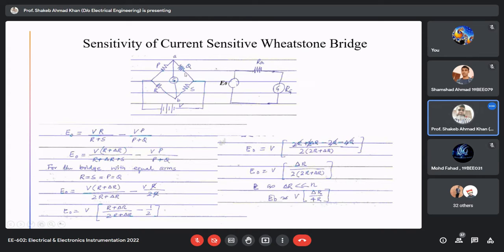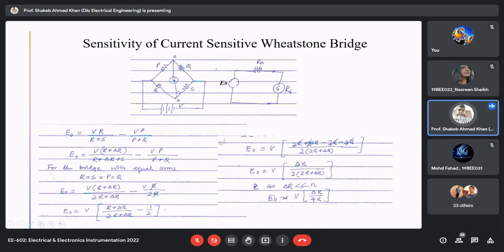the resistance you will have by looking into these terminals, with your voltage source removed. Removed means it is shorted; the voltage source is made zero, so we can short it. Under that condition, whatever resistance you find at the open circuit terminals of the detector will be your Thevenin resistance, and then there is the galvanometer resistance RG. Once we are able to find this equivalent, it is very easy to find the galvanometer current: E naught upon R Thevenin plus RG.